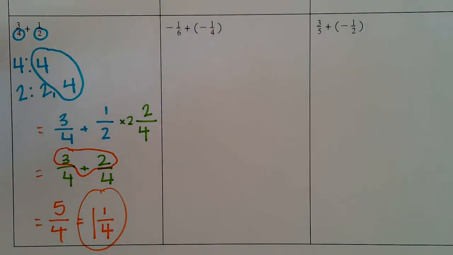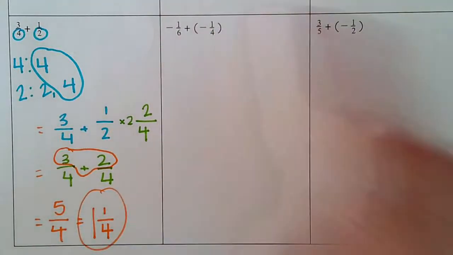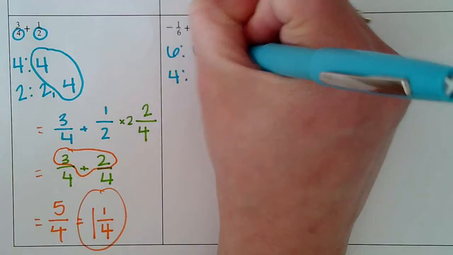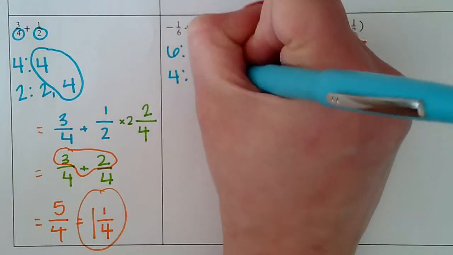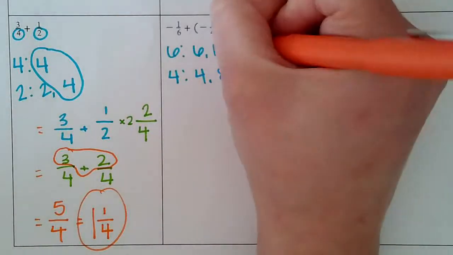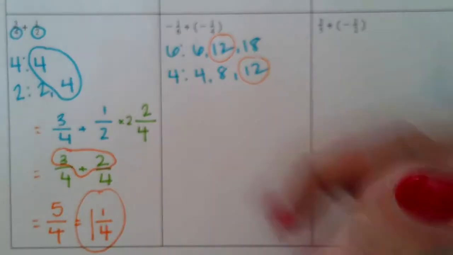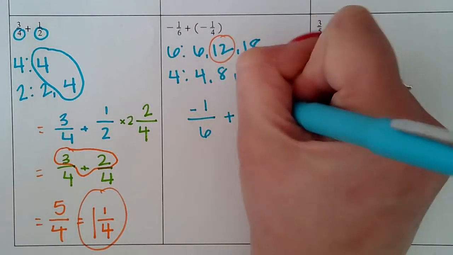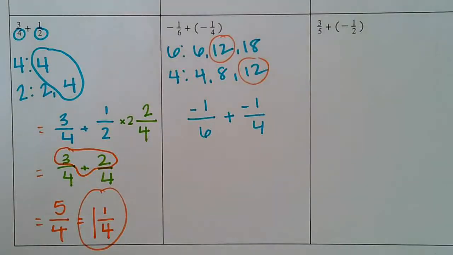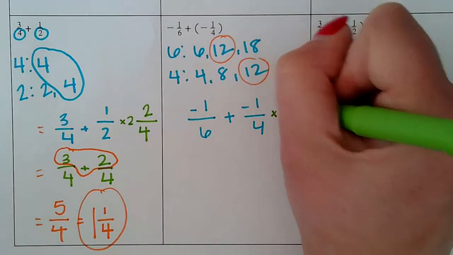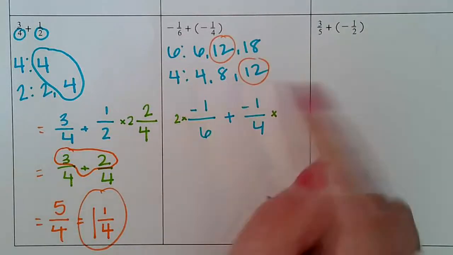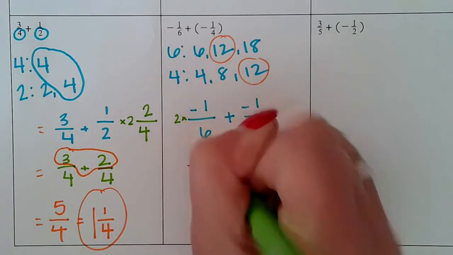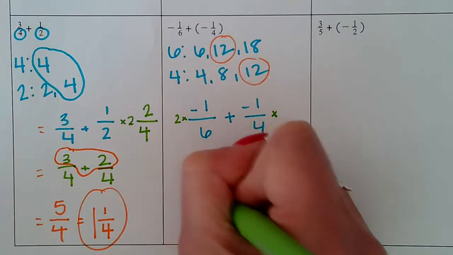When I move over to my negative, again, I do not have a common denominator, so I write them out and find my multiples. I've got 4, 8, 12. 12 is a match. So I go ahead, attach, again, my negative up top to the numerator. But this time I need to multiply both of my numbers so that I can get a common denominator. If I multiply this fraction by 2, 2 times negative 1 is going to get me negative 2. 2 times 6 is 12.